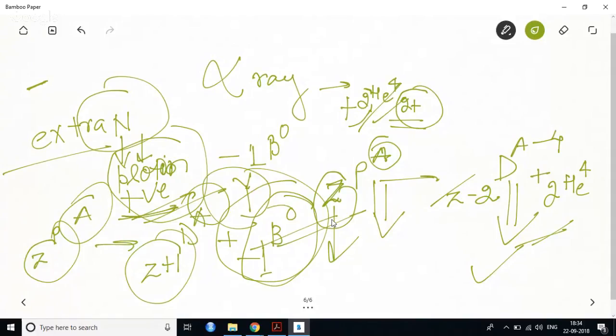And then you have gamma emission. What do you mean by gamma emission? In gamma emission, there is no change in atomic number, there is no change in mass number.